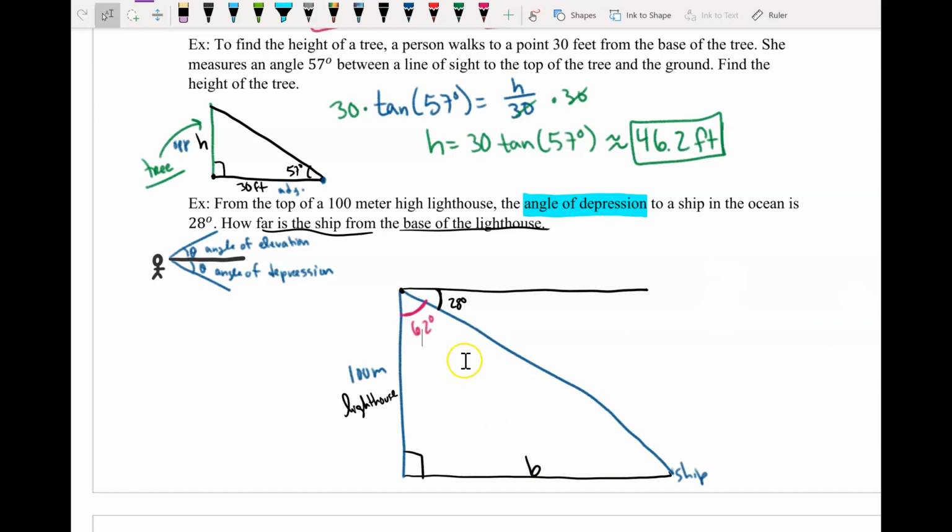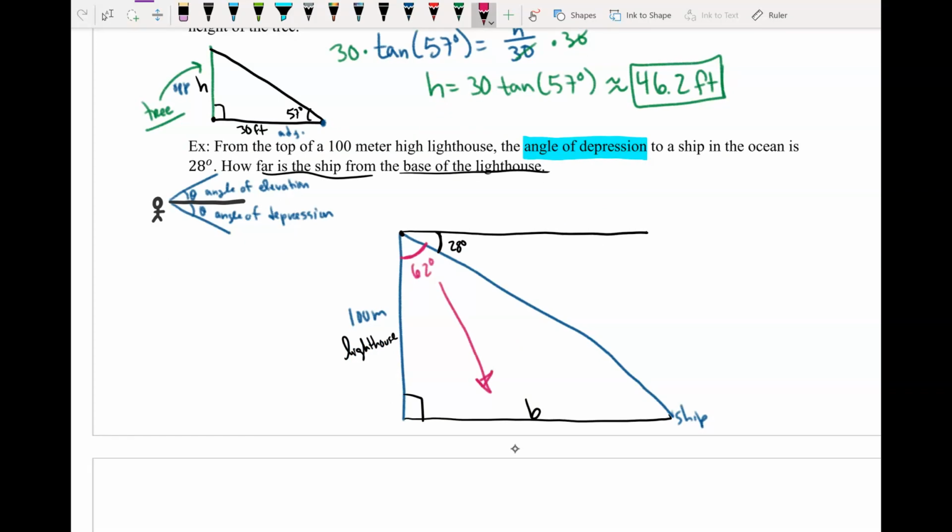So all we got to do is just use a trig function that will represent this side, which is the opposite, and this side, which is the adjacent. So again, this is opposite over adjacent. This is another tangent problem. So it's tangent of 62 degrees is equal to the opposite, which is b over 100. So I'm going to take 100 times the tangent of 62 degrees.